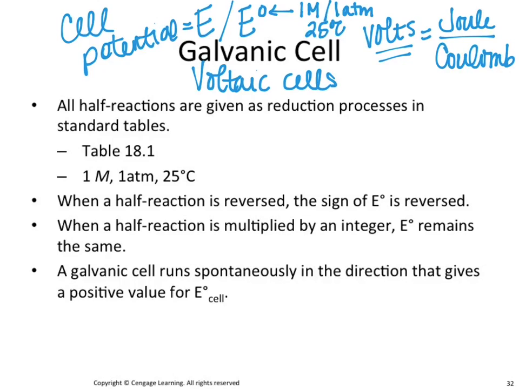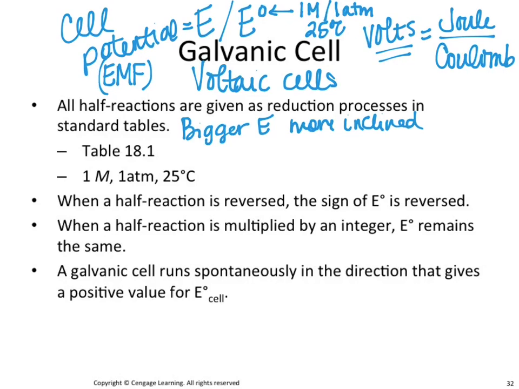And cell potential is just what you'll also hear called EMF, electromotive force. So that's how much push we have per unit. Okay? So the bigger your E, then the more inclined to be reduced. Do you think of cell potential as potential difference?